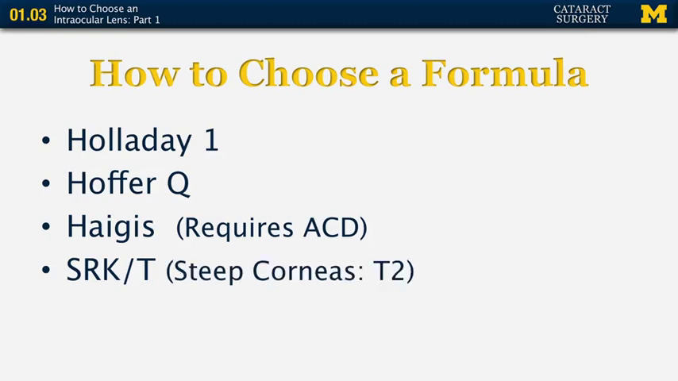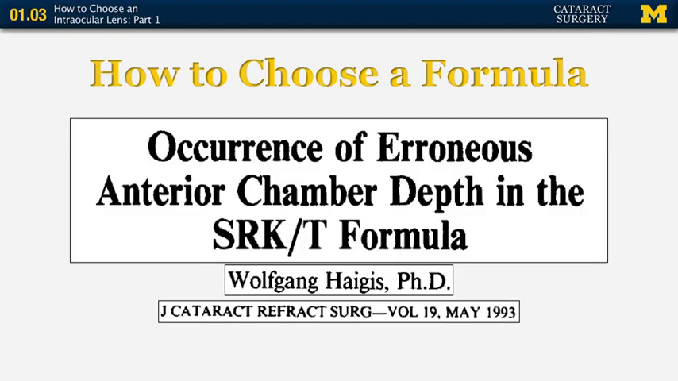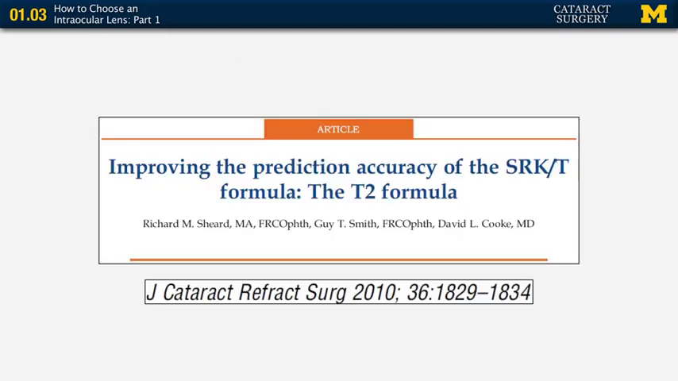The SRKT does not do well with steep corneas. The T2 might be a better option. Dr. Huygens in 1993 published this paper that showed there was a problem with the SRKT in steep corneas. This was finally resolved in 2010 by a group led by Richard Sheard. They developed the T2 formula, and that addresses the steep cornea problem.